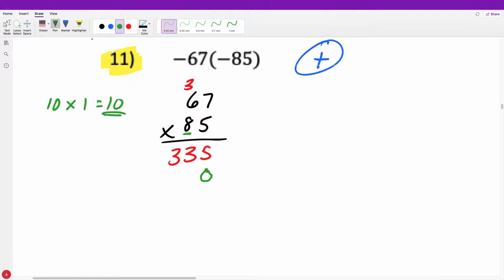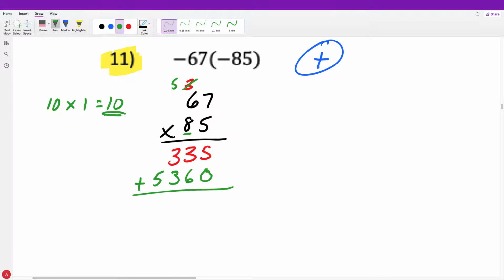And 8 times 7, so now what you could do is cross out that 3 so that you don't mistakenly use it the next time. 8 times 7 is going to give me 56. So I'm going to put the 6 and carry the 5. 8 times 6 is 48 plus 5 is 53. So I'll go ahead and write 53.